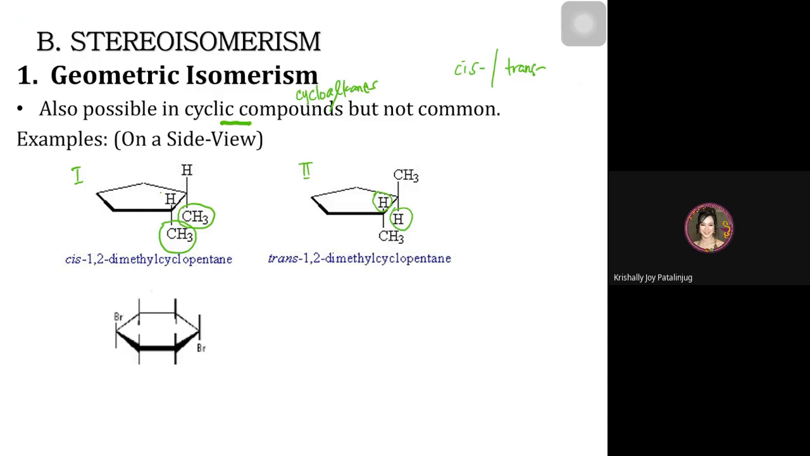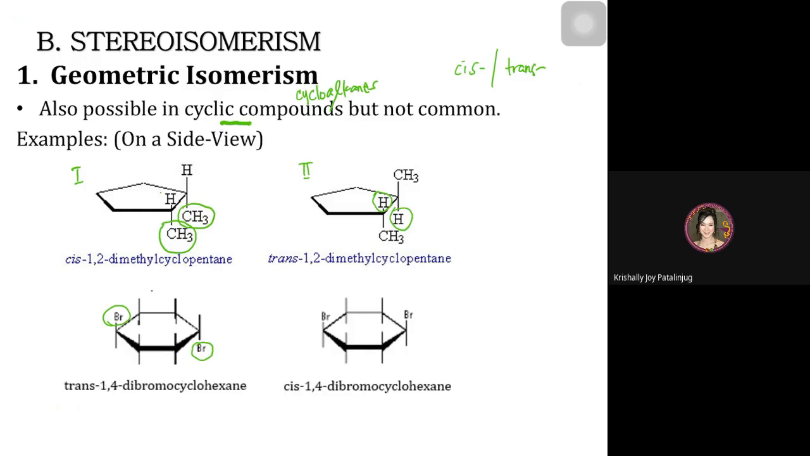Okay, another example, sa di-substituted na hexane. So we have a cyclohexane. The priority groups are on the opposite side, 'di ba? Yung bromine dito nasa taas, yung bromine naman nasa baba, yung isang bromine nasa baba. So opposite side yung substituent sa cyclohexane. So that shows trans isomerism. Then the other one is on a cis isomerism kasi same side yung priority group, same side yung hydrogens. Okay?